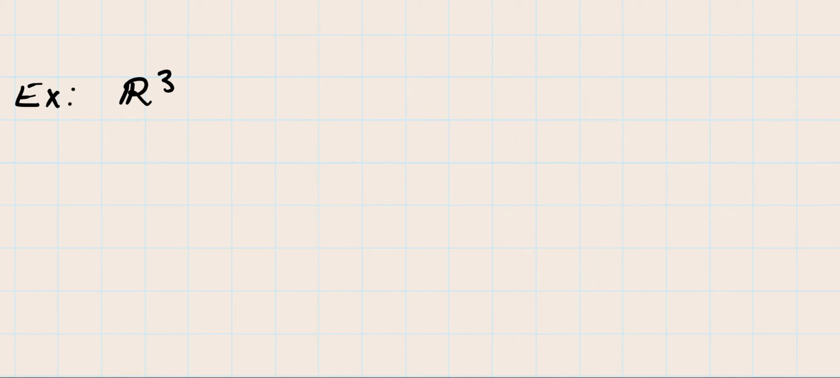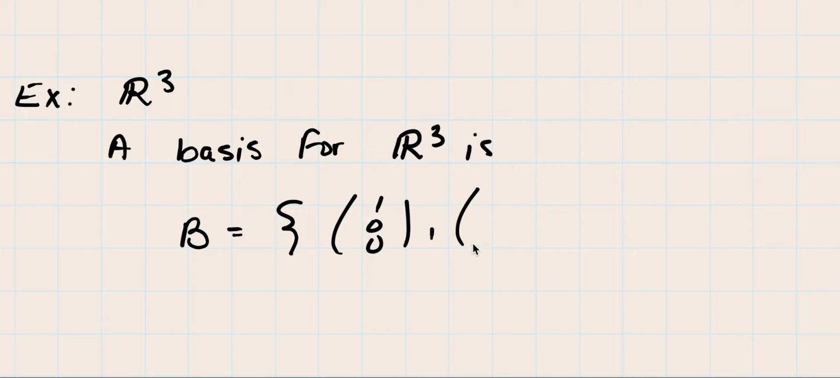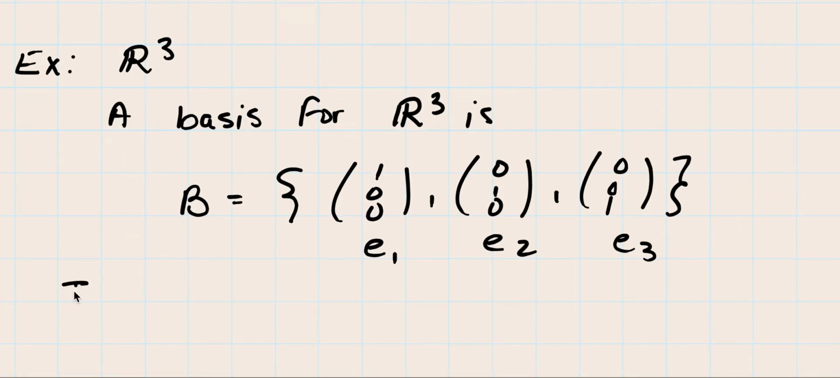So for R3, a basis for R3, and usually we denote a basis with the letter B, is (1, 0, 0), (0, 1, 0), (0, 0, 1). This is actually called the standard basis for R3. Sometimes people denote it as E1, E2, and E3. This is a basis because, so we can say that B is a basis.